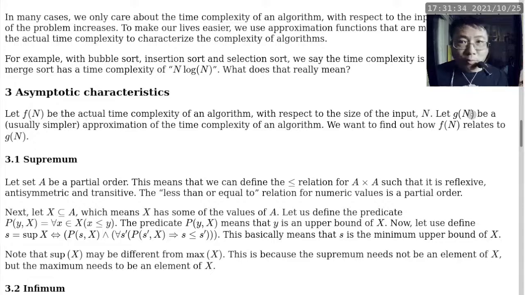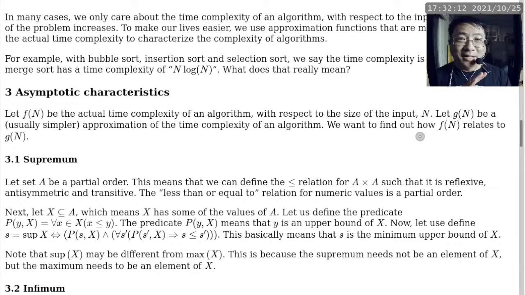Ugly. And then g of n is going to be a simpler approximation of the time complexity of an algorithm. So g of n typically looks very nice, like just n itself, or 1 for a constant time algorithm, or it can be n squared, or 2 to the power of n if you have a really bad algorithm with an exponent, or if you have something that's even worse, it can be n factorial. Yeah, n factorial is really bad. It's worse than exponential.